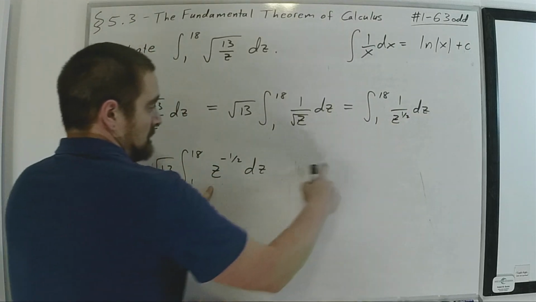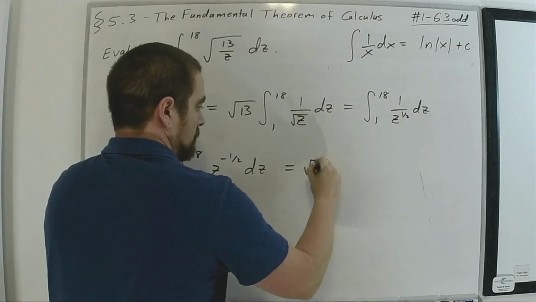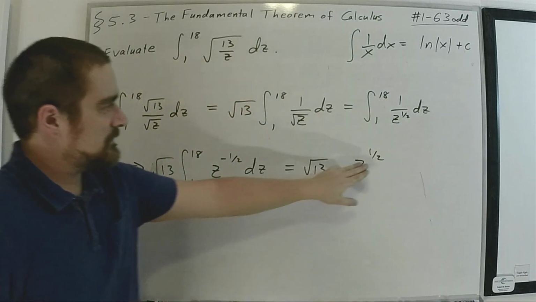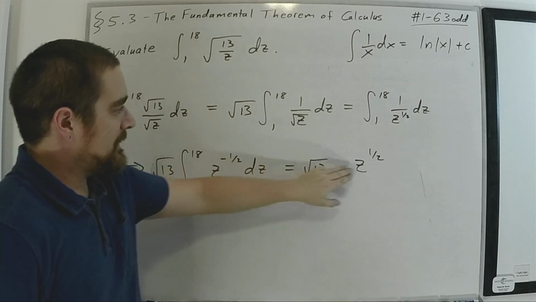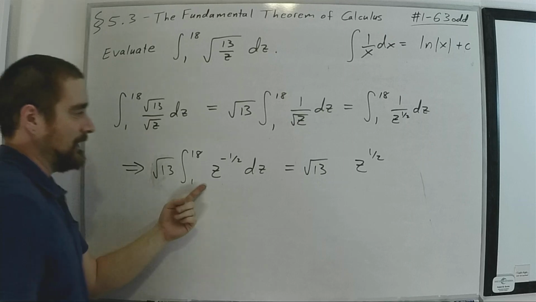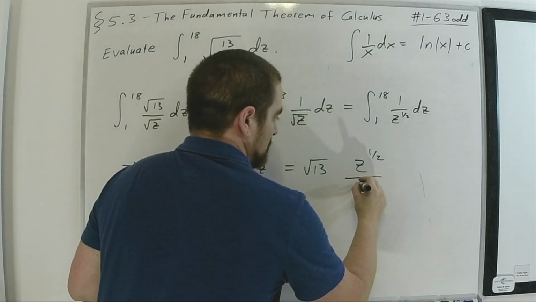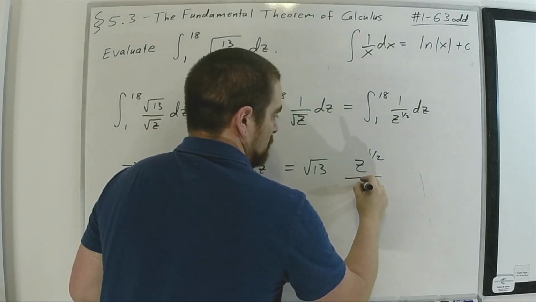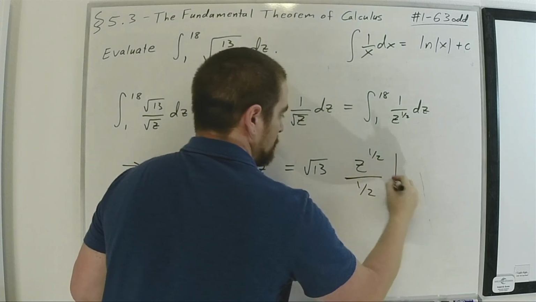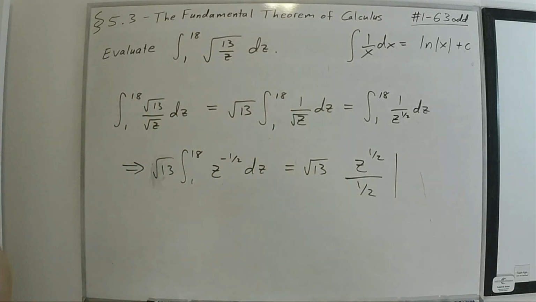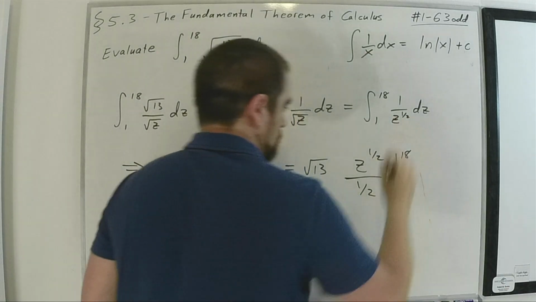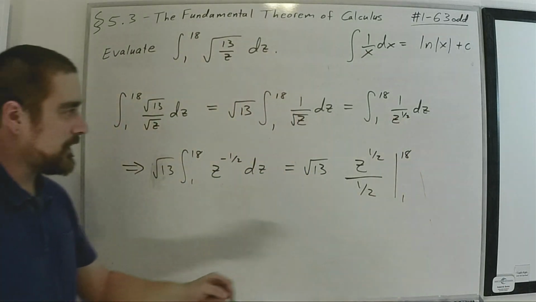But if I differentiate z to the 1/2, then I'll be okay. But the problem here is if I differentiate z to the 1/2, I'll get 1/2 z to the negative 1/2. This is not 1/2 z to the negative 1/2. So in order to fix this, I'm going to have to divide by whatever that new power is, which is 1/2. And I'm going to integrate that to get this.